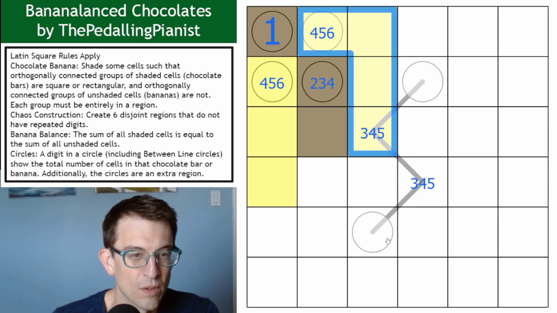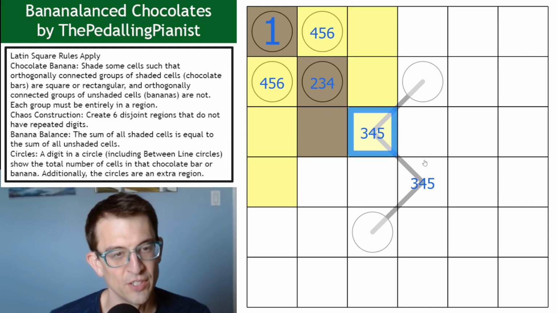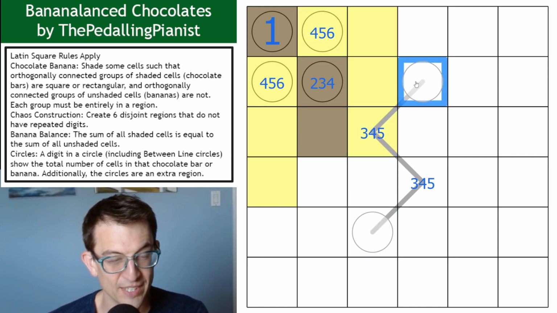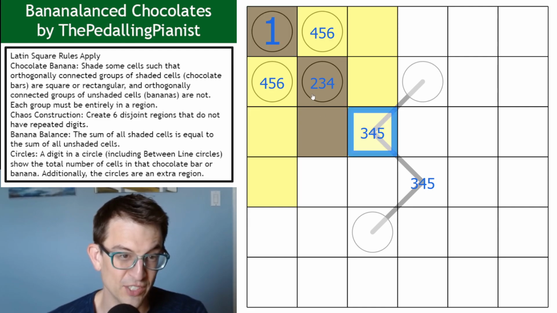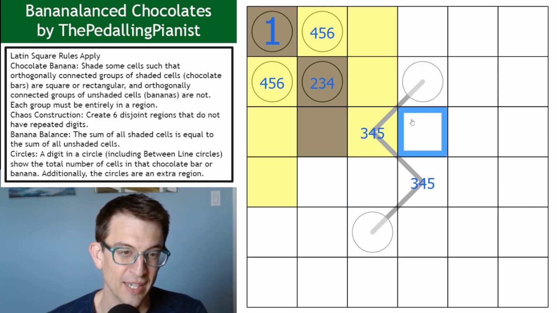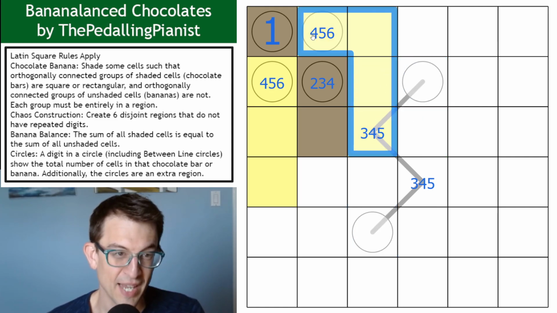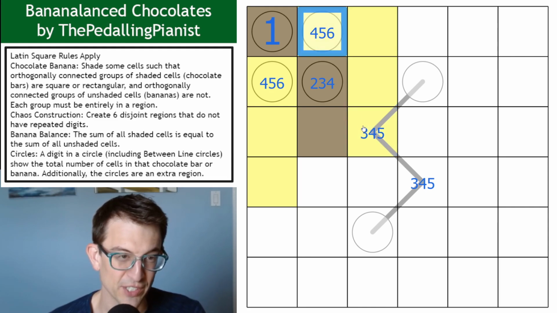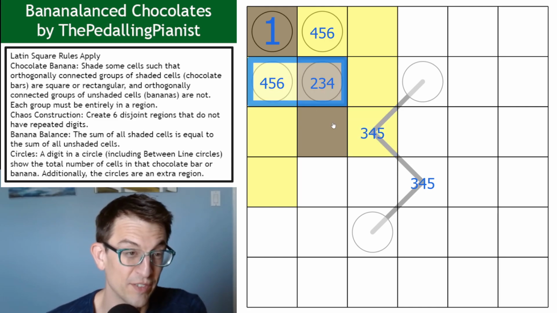And now this digit is kind of interesting because it's not this digit, and it's not either of these digits, and it's not 1. So this digit is one of these two, because this has to be between these two. And since it's in the same banana as here, it's in the same chaos construction region. So these are different digits. It's not a 1. So this is one of these 2 digits.